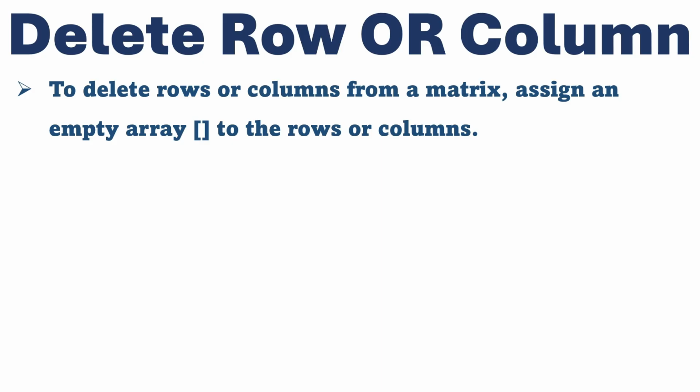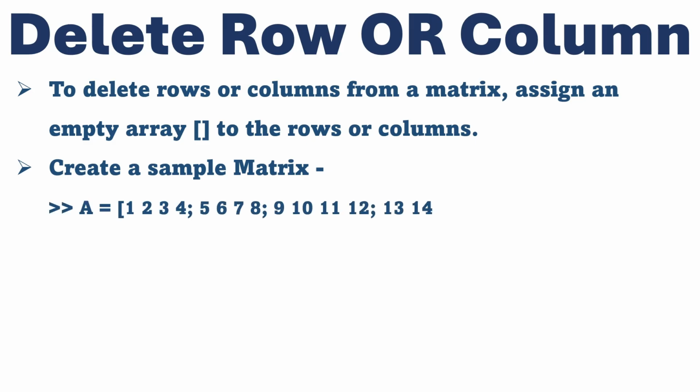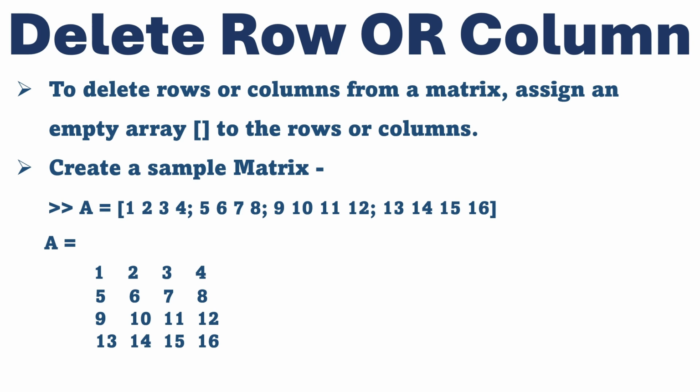So very interesting here. Let's create a simple matrix. Here I'm going to create a simple matrix with the value of A equal to 1, 2, 3, 4, 5, 6, 7, 8, 9, 10, 11, 12, 13, 14, 15, 16. And this is how the matrix is created. In the first row, I'm going to get the values 1, 2, 3, 4. Second row, 5, 6, 7, 8. Third row, 9, 10, 11, 12. And fourth row is 13, 14, 15, 16.